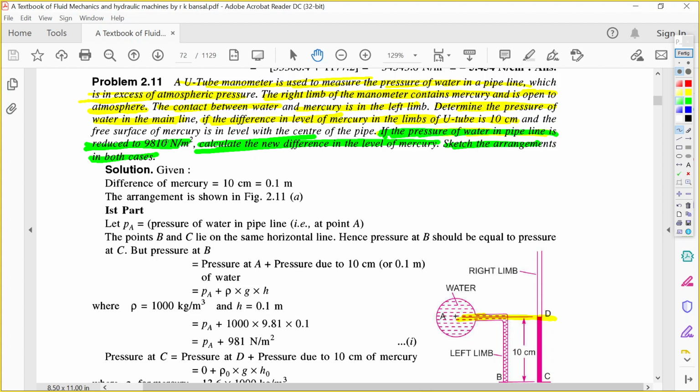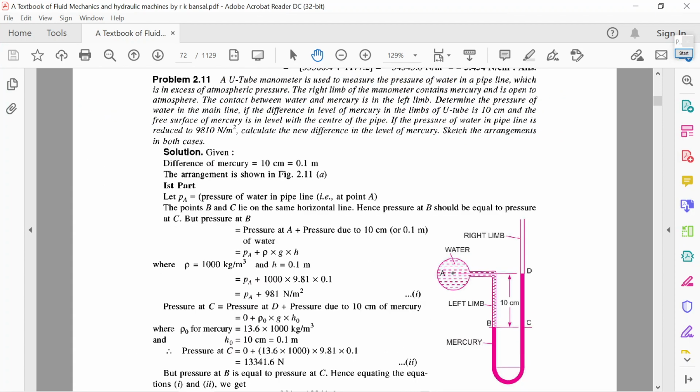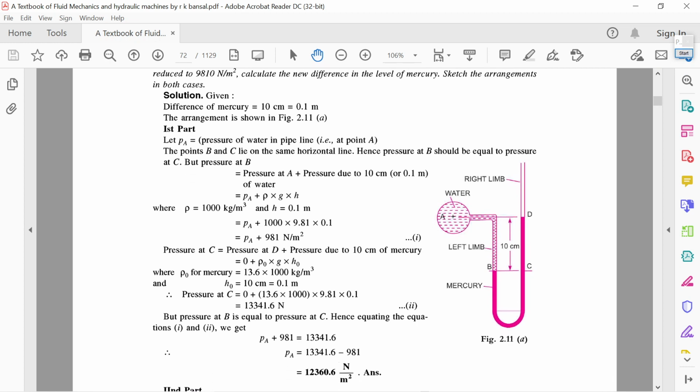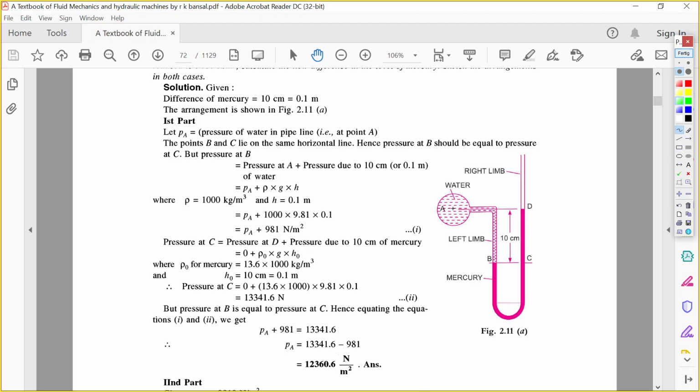So far the difference in the mercury is 0.1 meter, and here is the arrangement. P naught, PA: this one is the pressure due to water, and pressure due to 10 meter pressure at A, and pressure due to 10 centimeter height in the left limb of the water, that means PA plus rho g h. Okay, we need to calculate this one first.